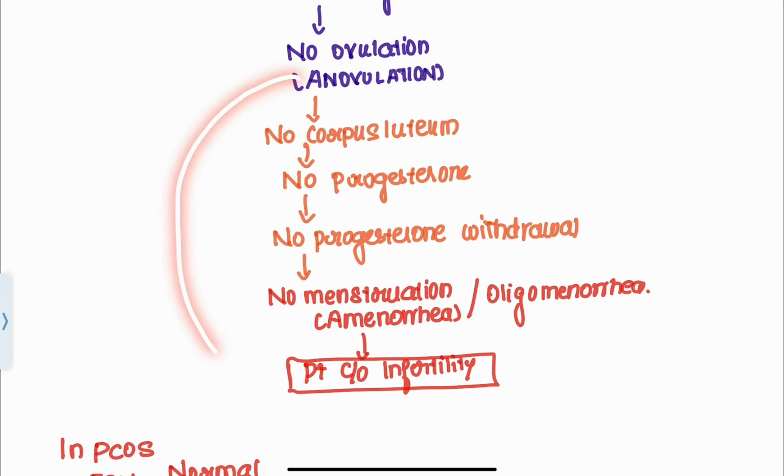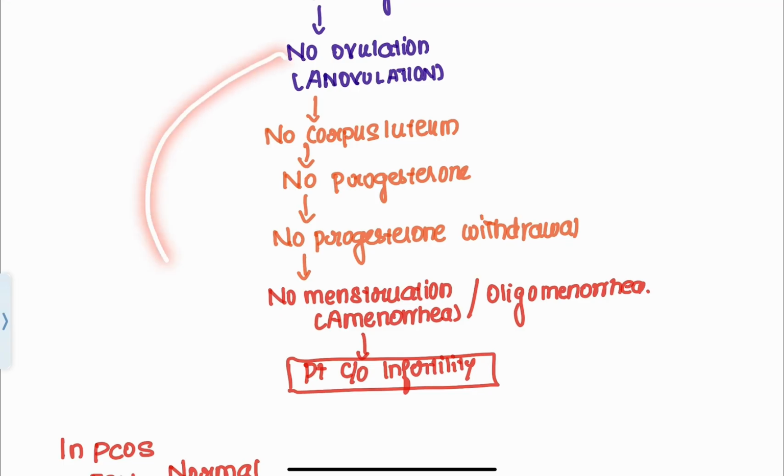So since there is no ovulation, which is anovulation, the patient will complain of infertility. If someone asks you why a patient of PCOS complains of infertility, there is a difference between these. If a patient of PCOS presents with infertility, the most common reason is that there is no ovulation at all. She is a case of anovulation. Since there is no ovulation, she will present to you as a case of infertility.